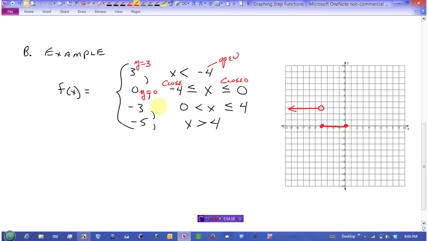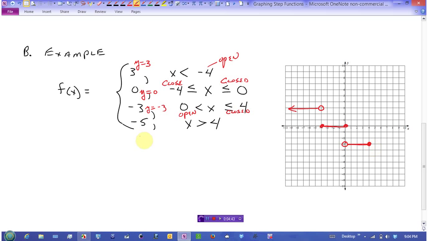Let's look at the next line. We have y equal to negative 3, and it's going to be between the values of x equal to 0 and x equal to 4 with an open dot here and a closed dot here. So y is negative 3, starts down here. And we can see that it's going to be at negative 3 until x becomes equal to 4.